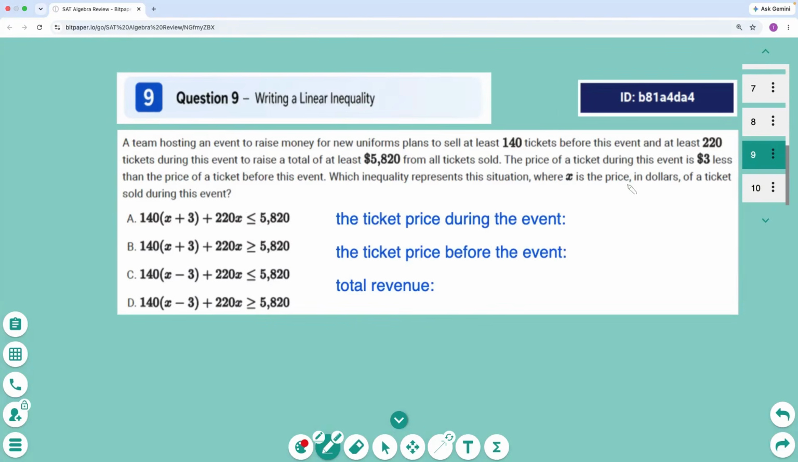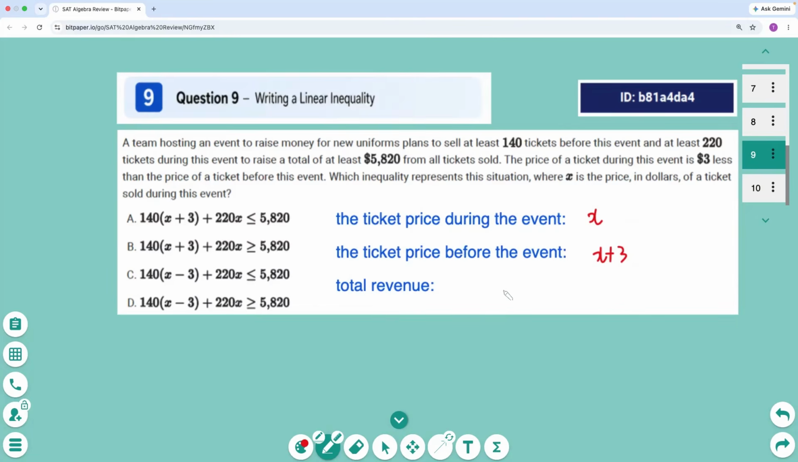Question 9. A team plans to sell at least 140 tickets before the event and at least 220 tickets during the event to raise at least $5,820 in total. We are given that x represents the ticket price during the event. The problem states that the price during the event is $3 less than the price before the event. Since x represents the ticket price during the event, the ticket price before the event is x plus 3.